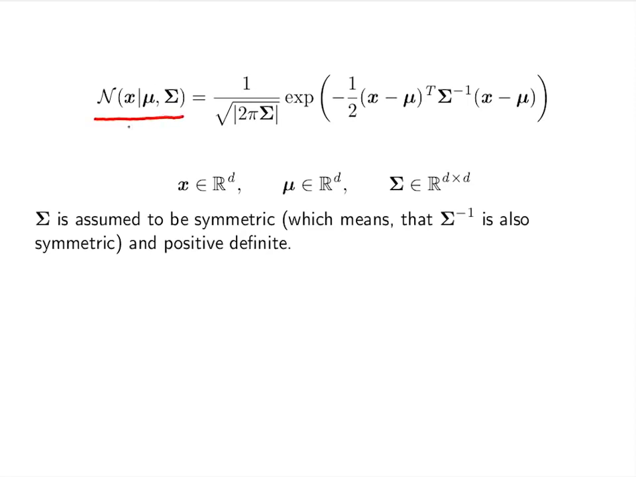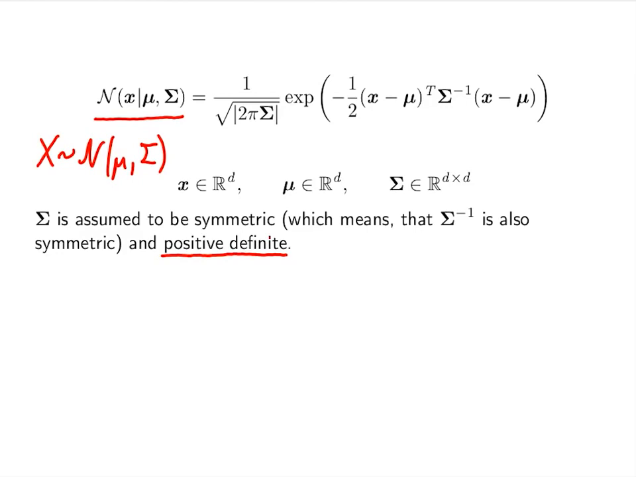We often use this expression here to denote the density, but we also write something like this to denote the distribution, which means that this is a random variable x from a Gaussian with these two parameters. Okay, so the distribution has these two parameters, mu, a vector, and sigma, a matrix. And furthermore, we assume that sigma is symmetric and positive definite. So if you're not totally sure what positive definite is, please look it up.